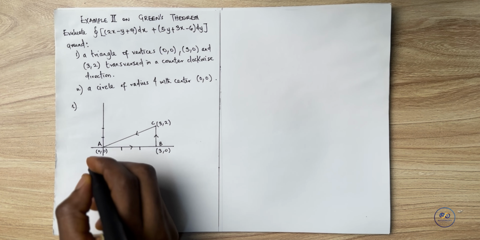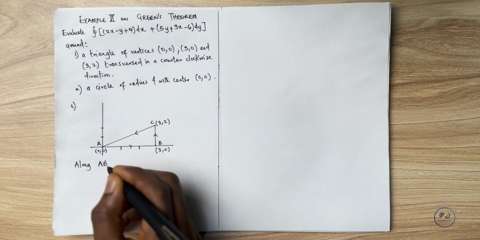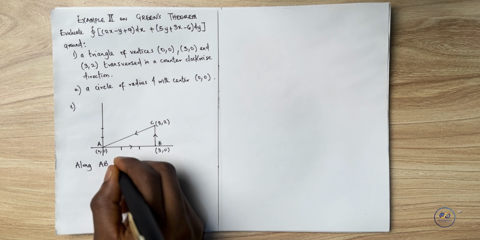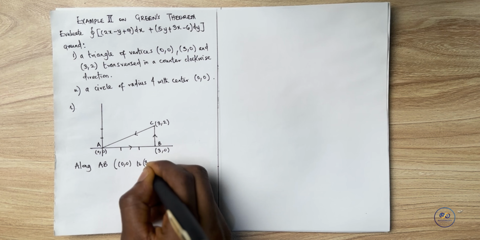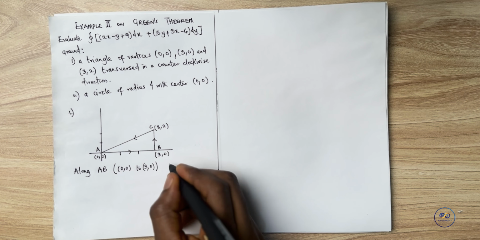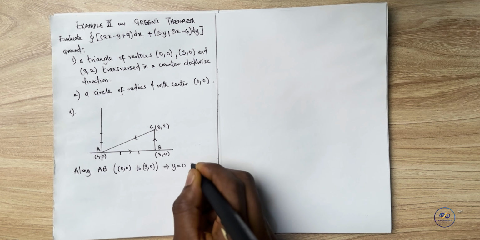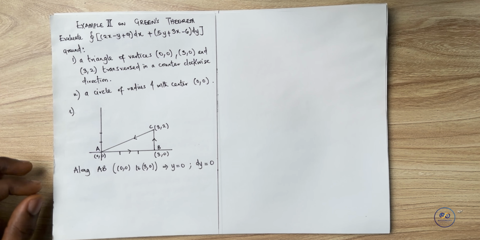Now, let's evaluate what happens along AB. We notice that this is just the real axis line, which is basically a horizontal line, which means there is no vertical movement. You go from 0, 0 across to 3, 0. So the y value is fixed, which means the equation of this line is simply y equals 0, and then the differential of y, dy, is also 0, since you differentiate a constant.